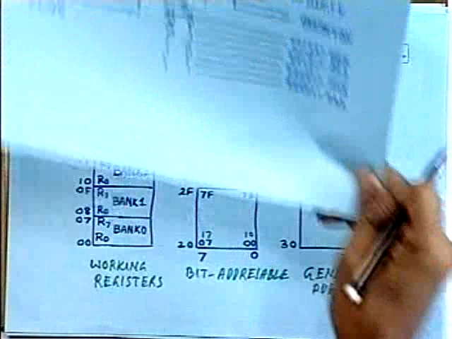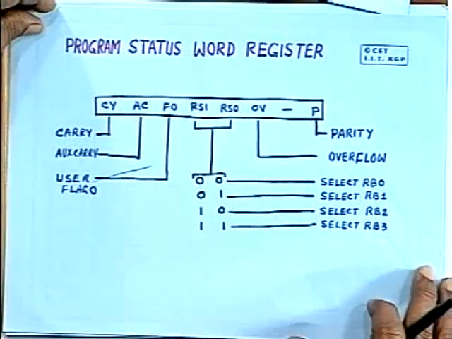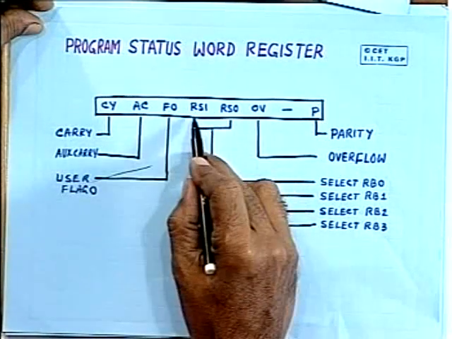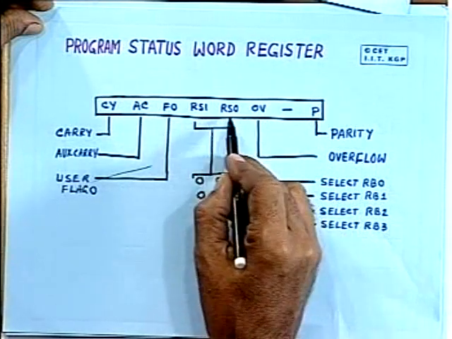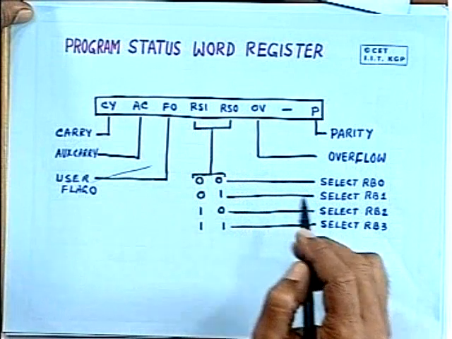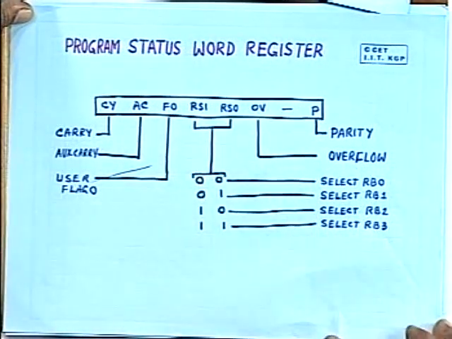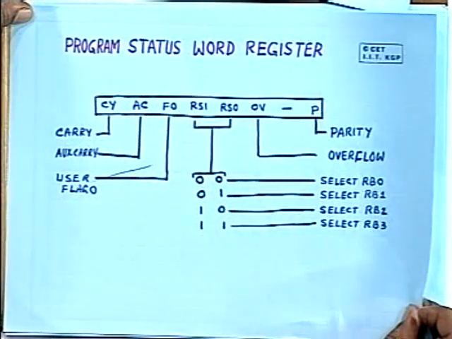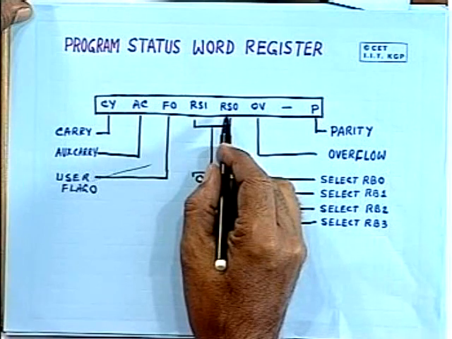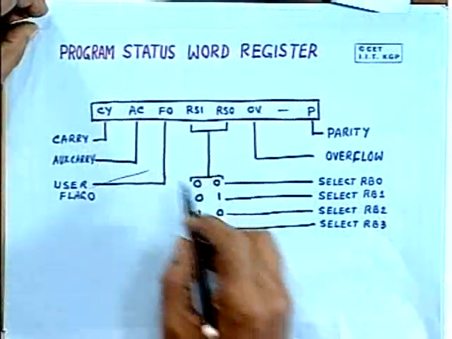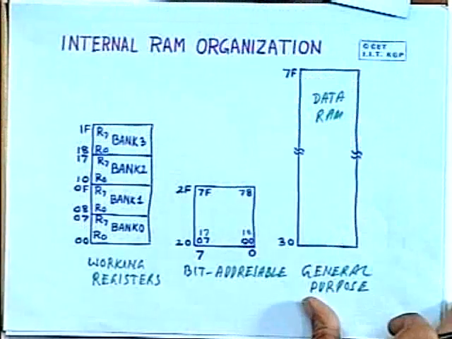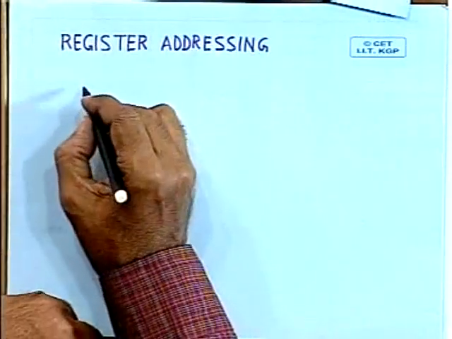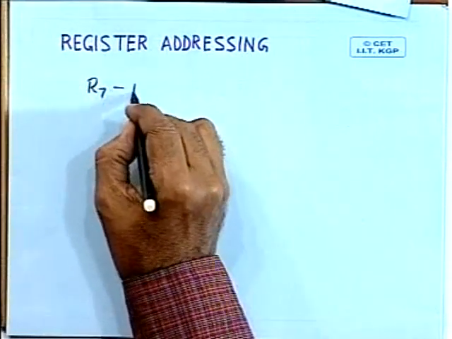and which particular bank is available is decided by the program status word register. Depending on the value of RS0 and RS1, that means bit 3 and bit 4 of the program status word, it decides which particular bank can be accessed at a particular instant. We have already seen that whenever you reset the processor, by default these two bits become 0. That means after resetting, the registers which will be accessed are bank 0, but subsequently you can program the program status word to access any other bank. So the registers which will be used for register addressing are R7 to R0.